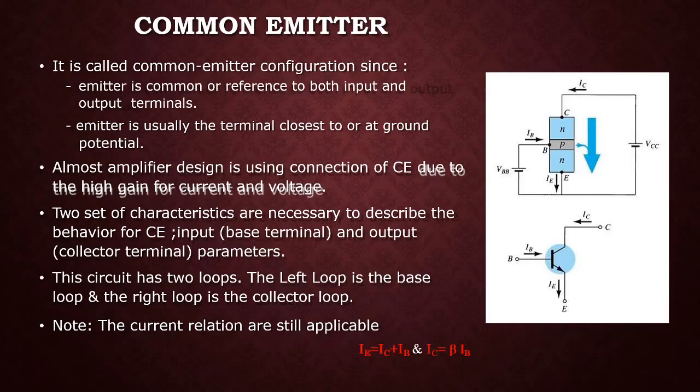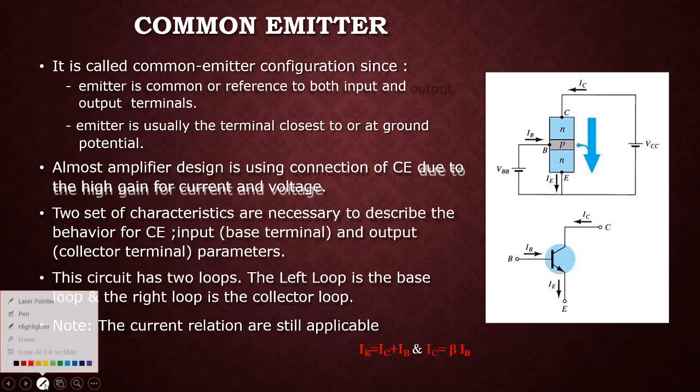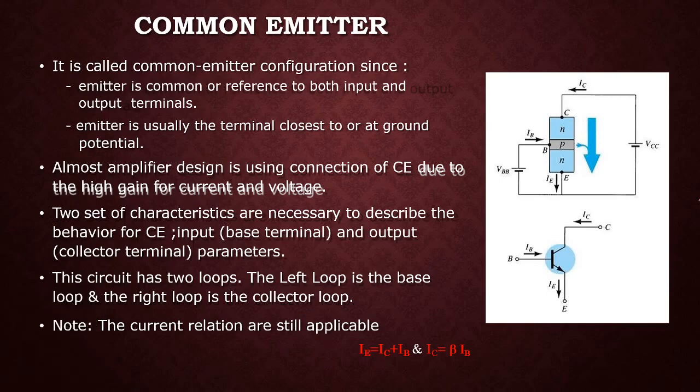A common emitter configuration is nothing but the emitter terminal being common for the input section and for the output section. If you observe the figure, this is the emitter terminal. This side goes to the input section, and this goes to the output section. So if the emitter terminal is common for the input section and the output section, that type of configuration we call a common emitter configuration.